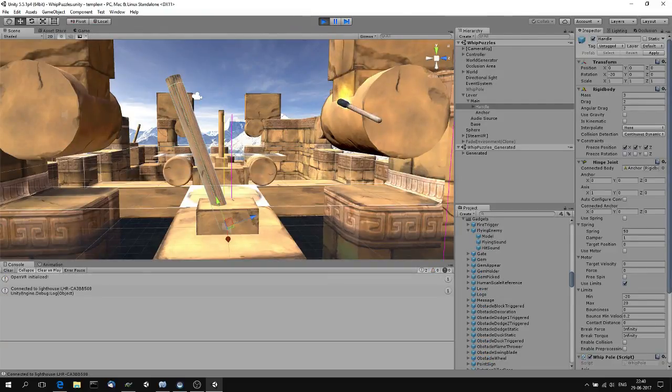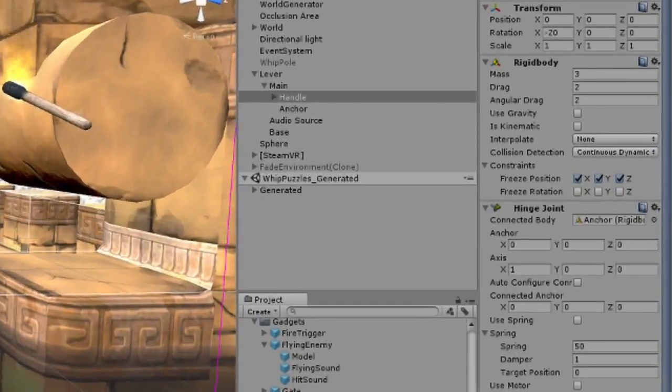Now, I don't blame these packages. It seems like something really weird is going on with hinges and the physics in Unity. I tried to set up a lever myself. It's over here. It has a hinge joint and a rigid body with a freeze position, not freeze rotation.